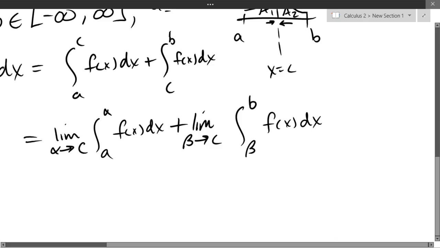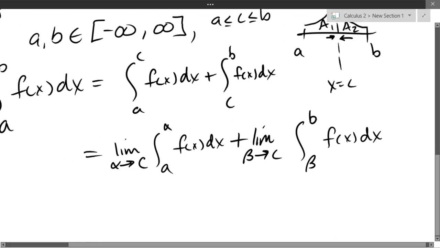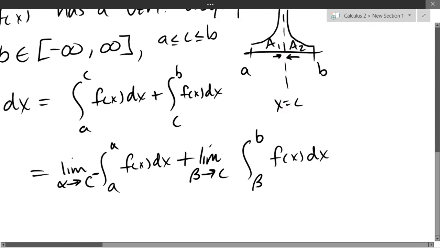Now I have to be careful about what side we're approaching on. Our first limit was approaching on the left, so we put a minus. So approaches c from, and I like to think of this as from negative land. So from the negative side is how you think of that minus. And then the other one, we're approaching c from positive land, so we put a plus up there. So that's what those two mean, the minus and the plus.